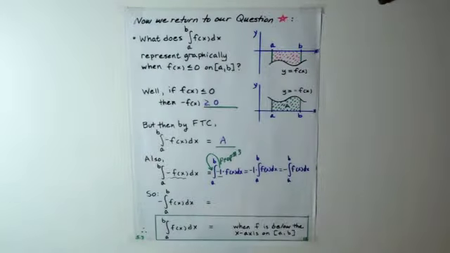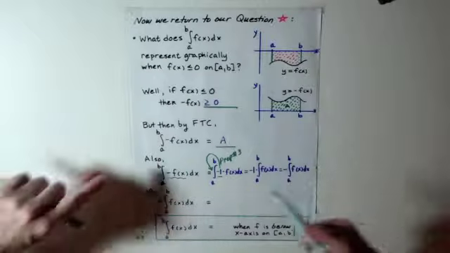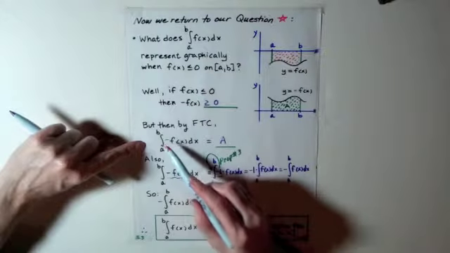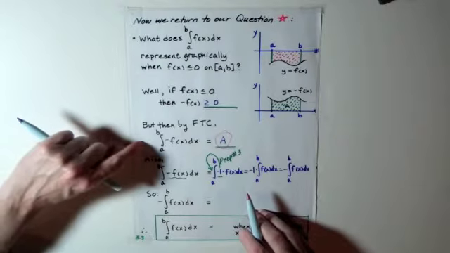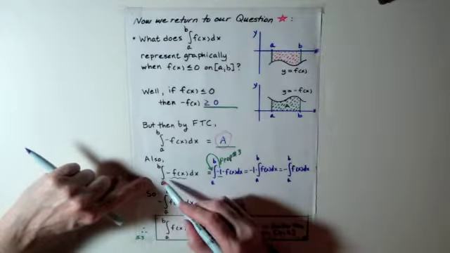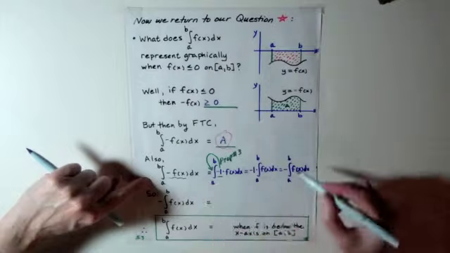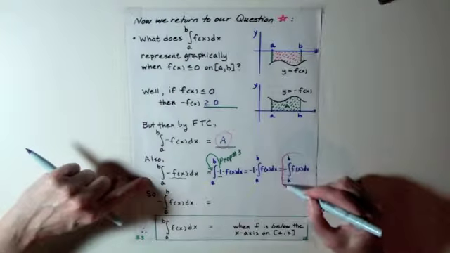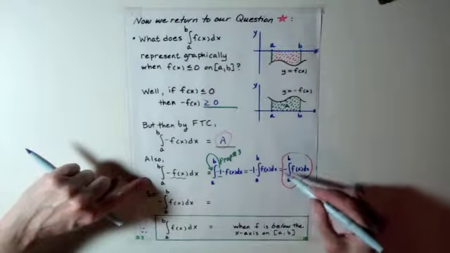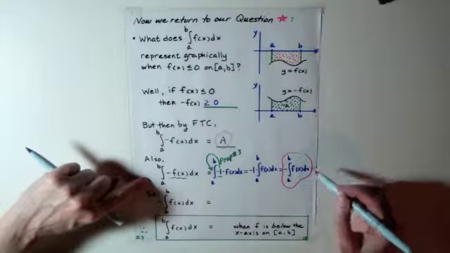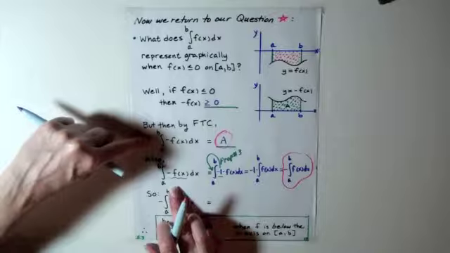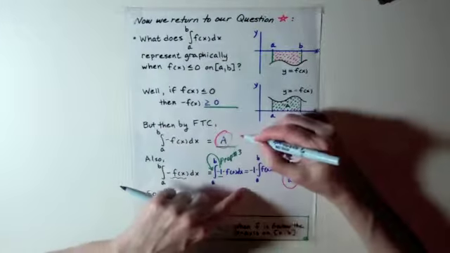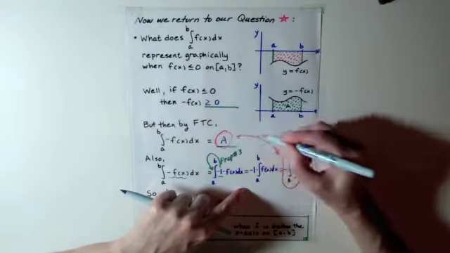Okay, now I want you to think about the following. I just said the integral from a to b of minus f of x dx is equal to a. But I also said the integral from a to b of minus f of x dx, if you follow this all the way down, is equal to this, minus the integral from a to b of f of x dx. Well, if both of these things that I've circled are equal to the same thing, they must be equal to each other.